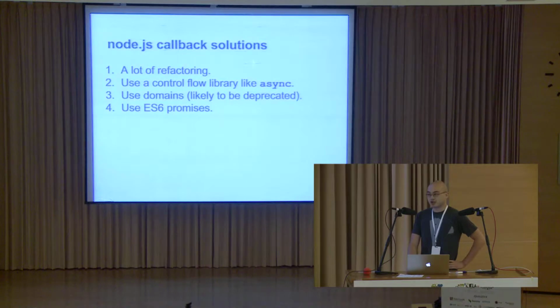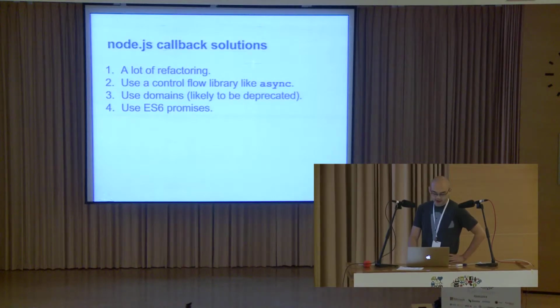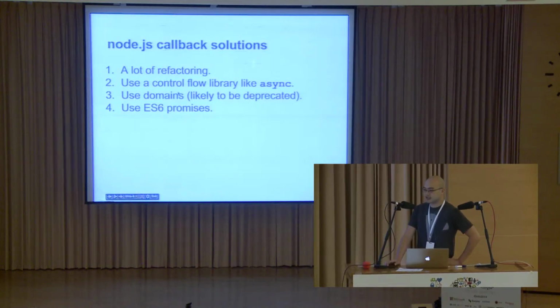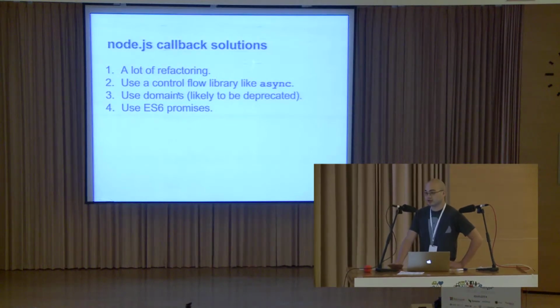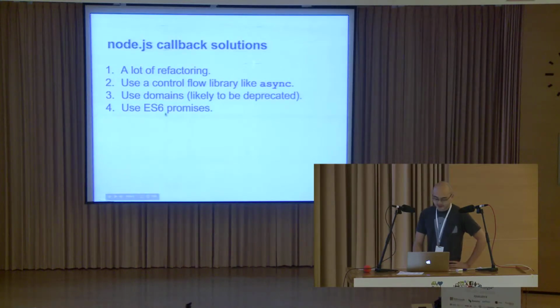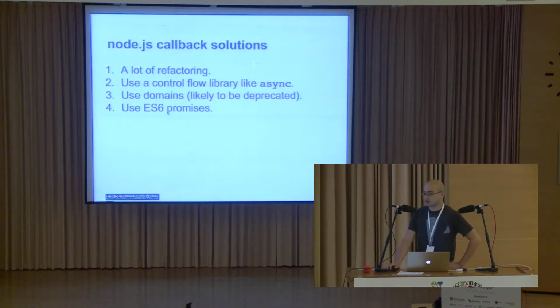There are a few solutions to callbacks. The first is to do a lot of refactoring and create bug-free code, which is very difficult to do, and it takes a lot of time and knowledge to learn. Then you can use control flow libraries, such as Async. There are multiple of these. There are domains provided with Node core, but this is going to be deprecated soon, so you should not use domains. A lot of frameworks and libraries use domains, but I don't know what they're going to do when it gets taken out. And the last and final solution is Promises, which is in ES6.